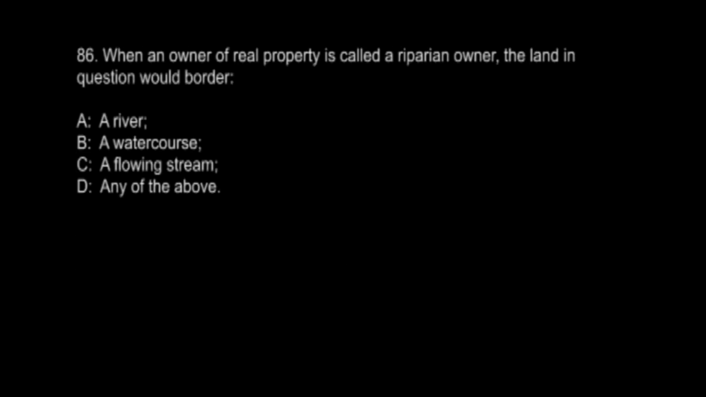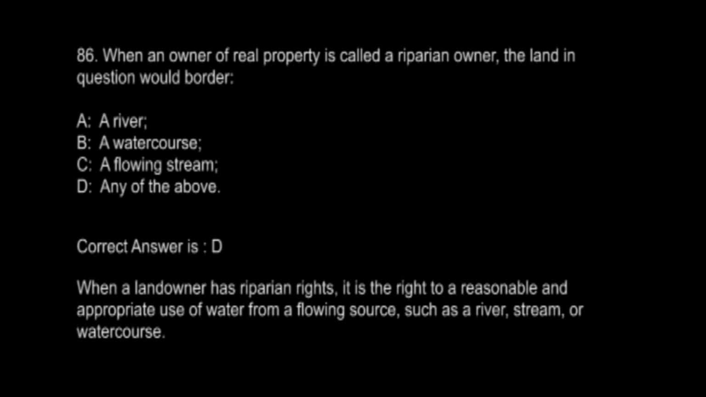86. When an owner of real property is called a riparian owner, the land in question would border A. a river, B. a watercourse, C. a flowing stream, D. any of the above. Correct answer is D. When a landowner has riparian rights, it is the right to a reasonable and appropriate use of water from a flowing source, such as a river, stream, or watercourse.